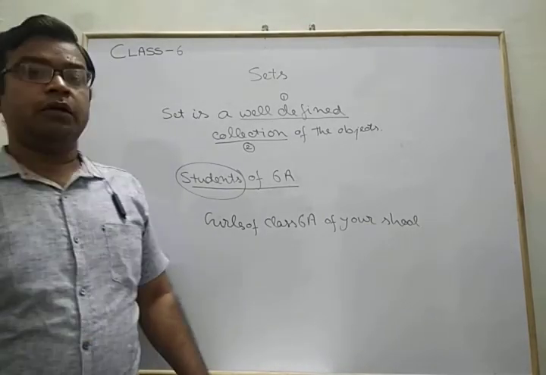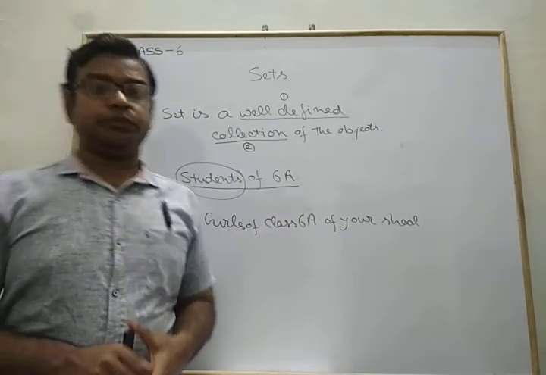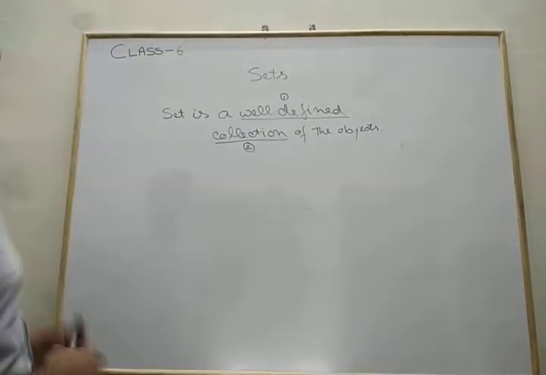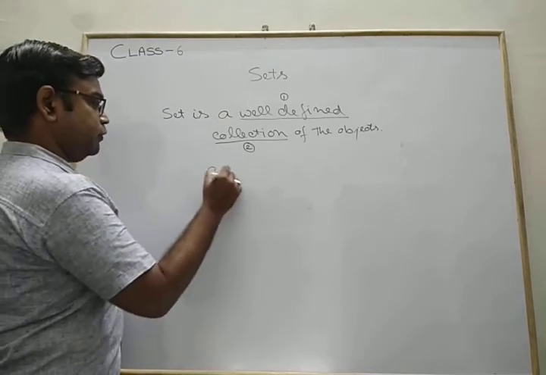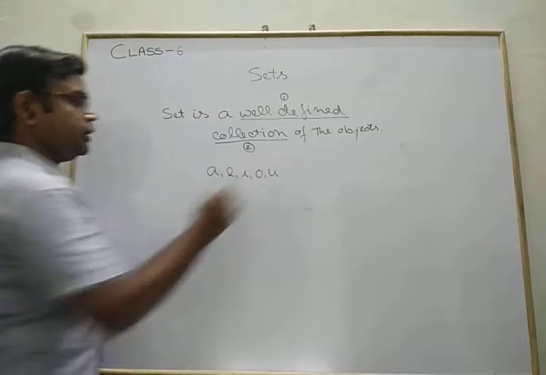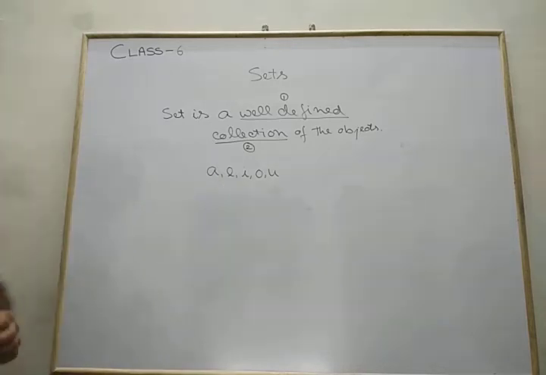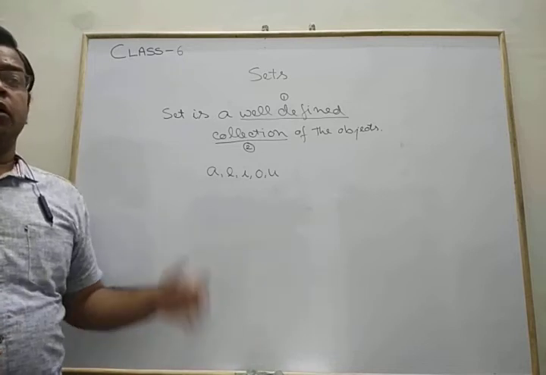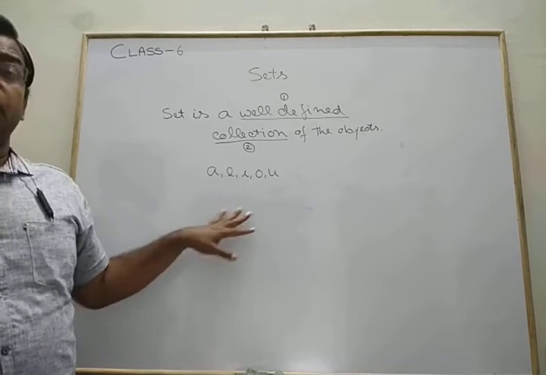Now let's discuss with an English example. Suppose it says vowels of the English alphabet. It is A, E, I, O, U. This is a well defined collection of objects. Now the question asks how we represent it, how we write that set in your copy in a mathematical way in proper order.